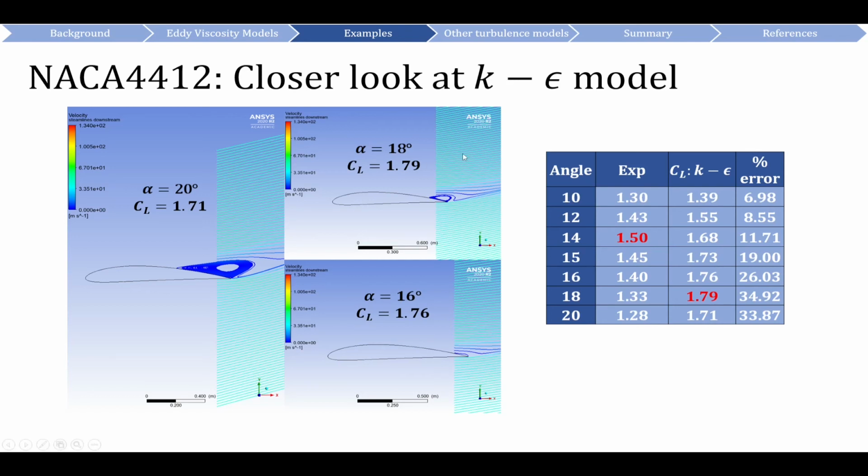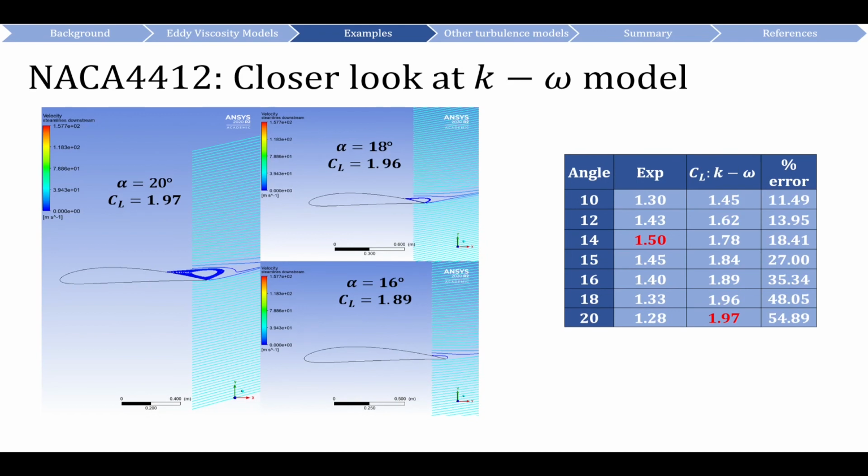Then at 18 degrees we do start to see recirculation on the airfoil, and we record the maximum coefficient of lift, which represents the stall of the airfoil. And finally at 20 degrees, as we would expect, if you keep increasing the angle of attack past the stall angle, you get major recirculation at the top surface of the airfoil.